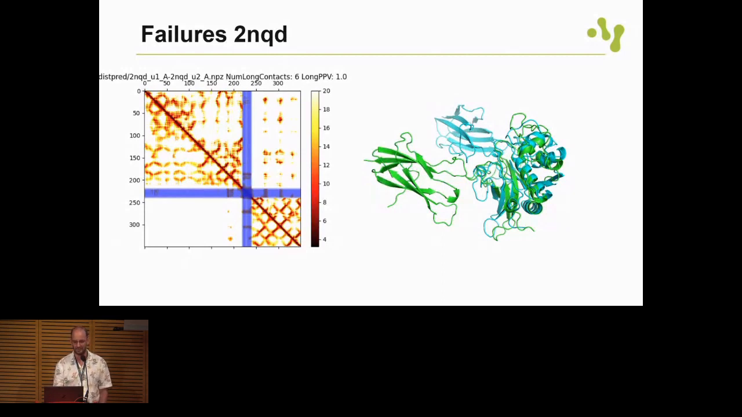So in this, you see the cases up in the left corner, we have models that are well predicted by us, but badly predicted by the other methods.